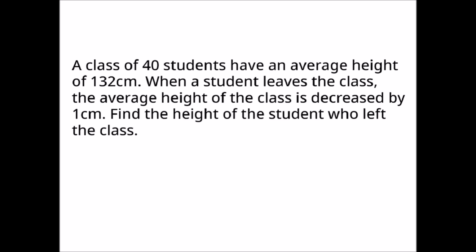A class of 40 students have an average height of 132 centimeters. When a student leaves the class, the average height of the class is decreased by 1 centimeter. Find the height of the student who left the class. Write the old number of students on the top left: 40 students. Write the old average height on the top right: 132 centimeters.